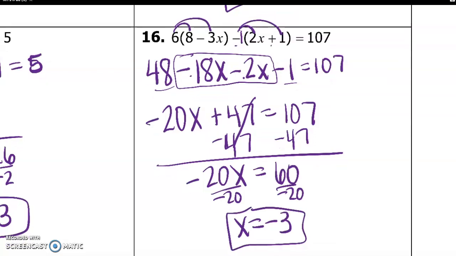So just a reminder, if you have parentheses, you need to distribute first, and then you can combine your like terms. Once you do that, you should be down to a variable and a plain number on one side of your equal sign and a plain number on your other side of your equal sign. Then you'll add or subtract your plain number over and divide by the number in front of your variable to get your final answer.